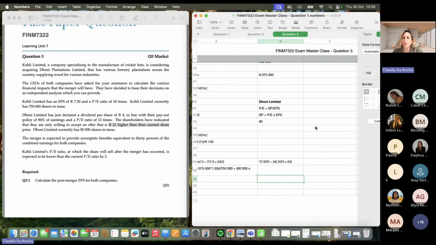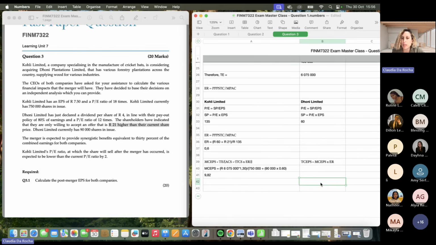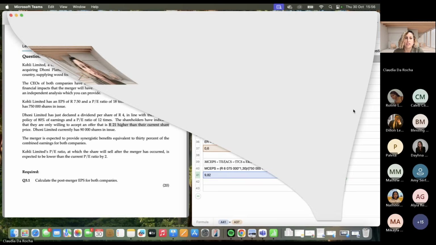Now I can do my target company EPS. My target company EPS is equal to my merged company EPS, which is 9.82, and I'm going to times it by the 0.6, my ER. So if I do this times that, that gives me my 589. And I've now answered the question. Any questions there?